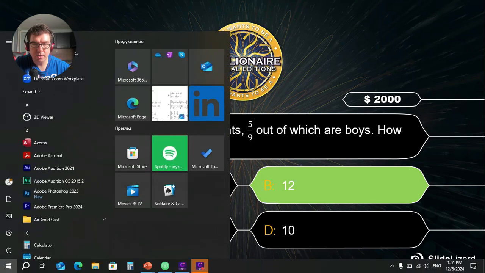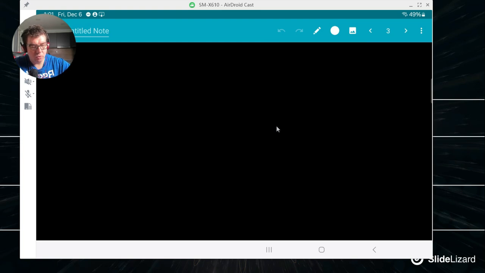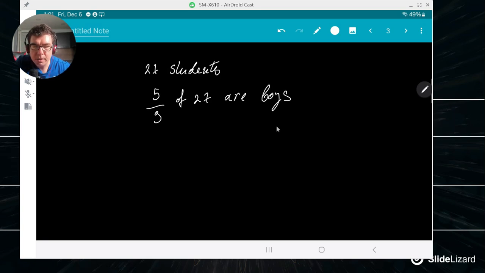So let's do it again on the tablet. 27 students, 5 9ths of 27 are boys, right? So the word "of" translates in mathematics as times, okay? So if we want to find the number of boys, we just simply multiply. So we get boys equals 5 over 9 times 27. We reduce, we divide 27 and 9 by 9, we get 3 and 1, which is 15, right?